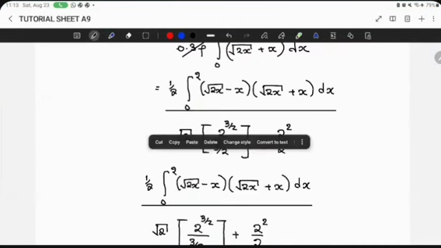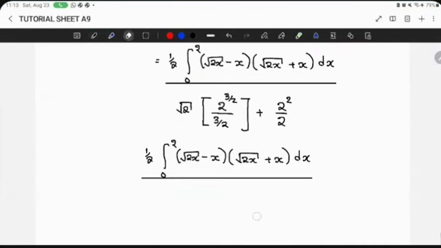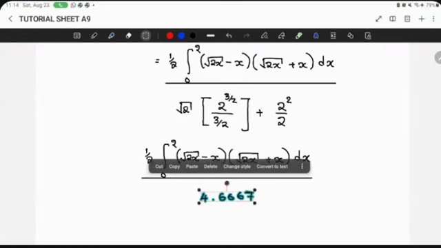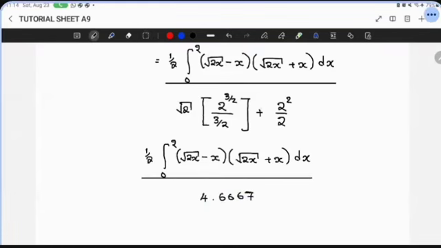4.667. Okay, what's that value? 4.667? Okay. So that's what we're getting from the denominator.